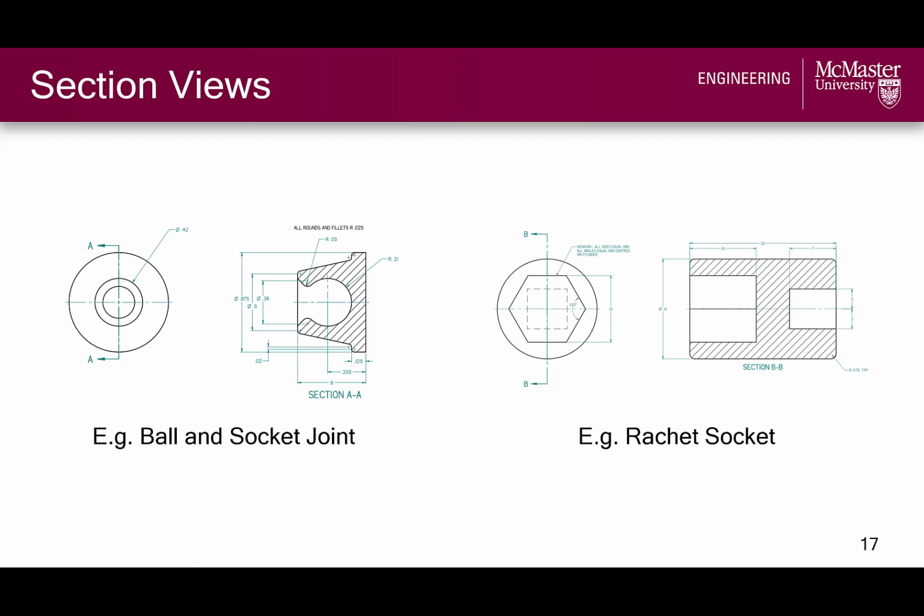To the left we have a ball and socket joint of a C-clamp, where the section view clearly shows the internal ball joint of the socket. To the right, we have a hexagonal ratchet socket, with the section view clearly showing the internal features.